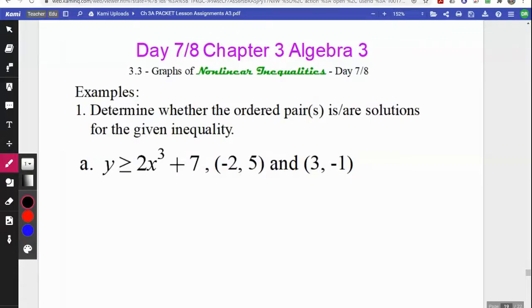Hello, this is a video for day 7 and 8 of Unit 4, which is Chapter 3. This is graphing non-linear inequalities. So basically graphing the same shapes that aren't lines. That's what non-linear means. And inequalities, so an inequality, greater than or equal to in this example, instead of an equal sign.